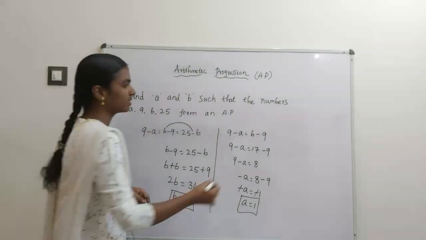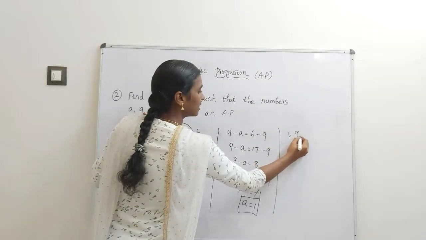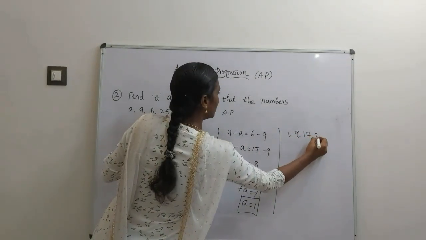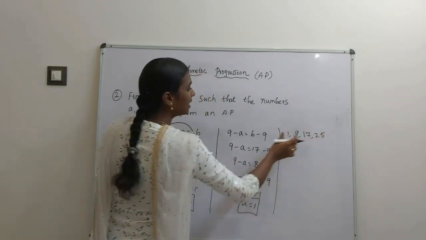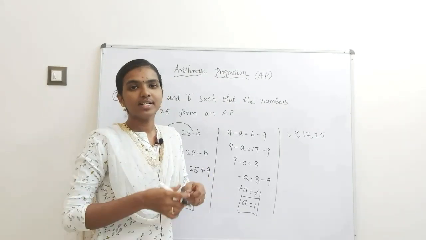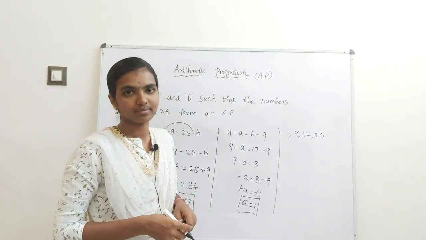Now substitute here: a equal to 1, 9, what is the b value? 17, 25 forms an AP. So the important thing is, the difference between two consecutive terms is constant.